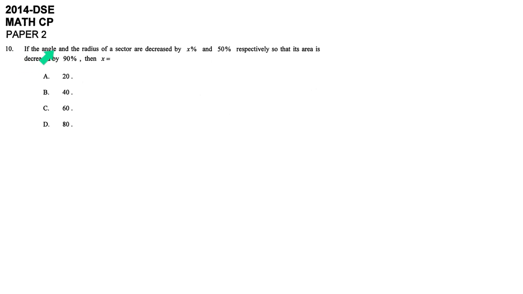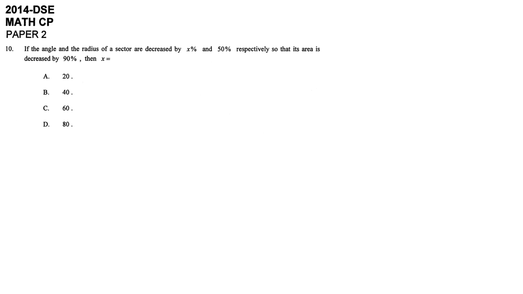So question 10. The angle and radius of a sector are decreased by x% and 50%, so that the area is decreased by 90%. They don't tell you what the changes are here, but instead they tell you it leads to this result, and then we have to trace back. That means, how many percent decrease in angle will result in this?